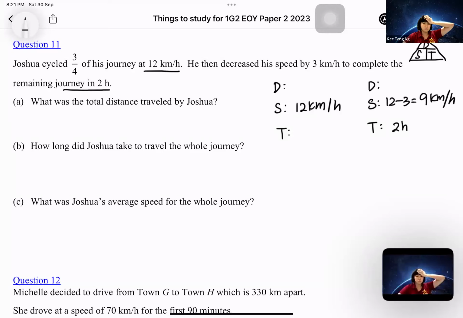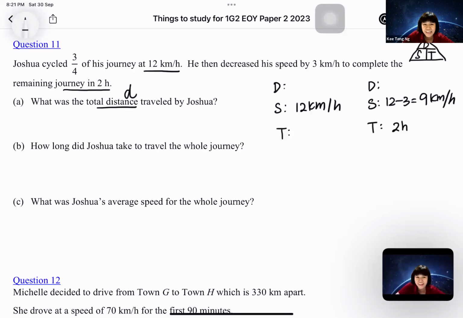Alamak, I don't know. What am I going to do? I don't know the distance traveled, right? So in this case, what can I do? Need a little bit of algebra, okay? So when I don't know the distance traveled, I let it be a letter. What letter do you all want to represent distance? You want letter G to represent distance? Can I use D instead? Can I use letter D?